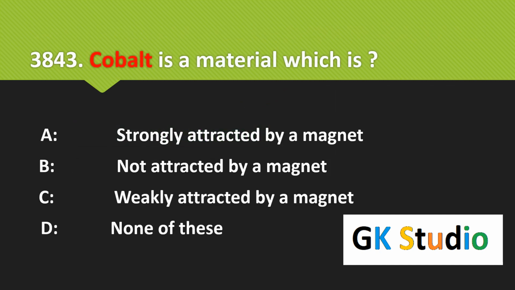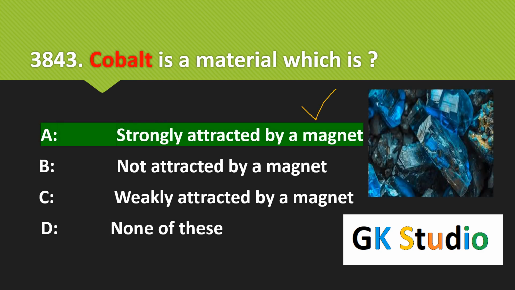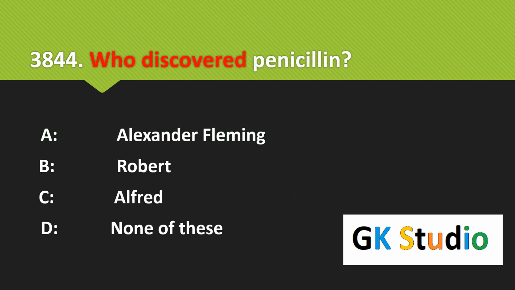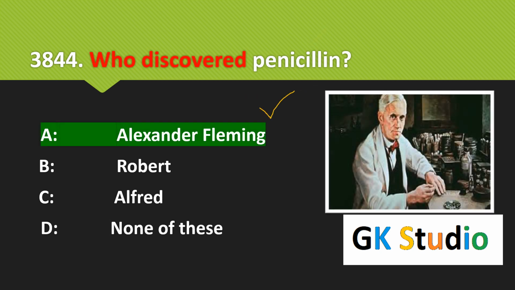Cobalt. Cobalt is famous for being strongly attracted by a magnet. Cobalt is strongly attracted by magnet. Who discovered the famous medicine penicillin? Penicillin was discovered by Alexander Fleming. Alexander Fleming discovered penicillin.